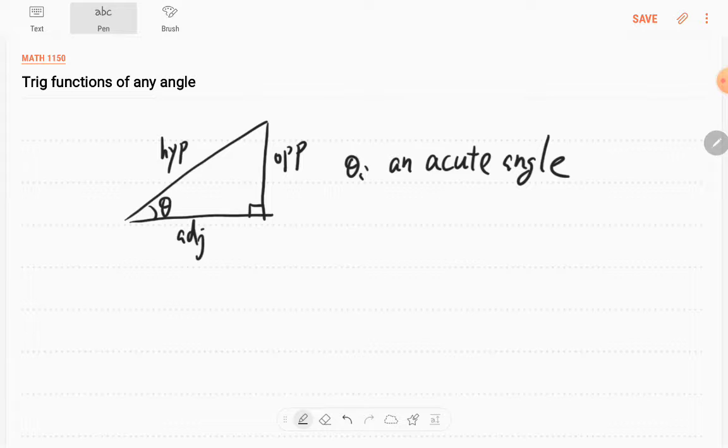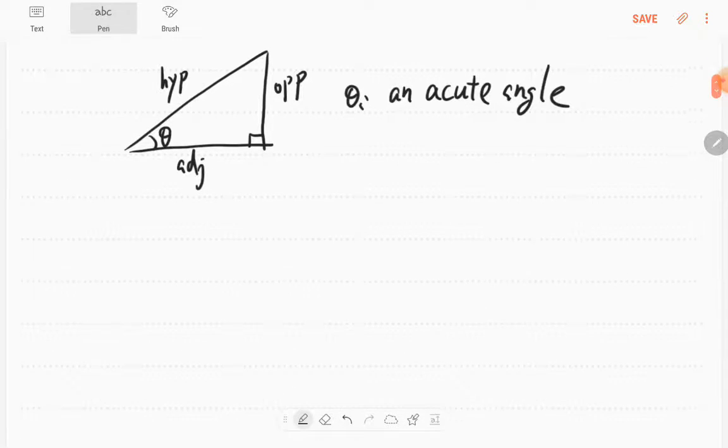And for the other trig functions, you can use the reciprocal, right? For the other three functions, you can use the reciprocal. Okay, so now let's extend this one.